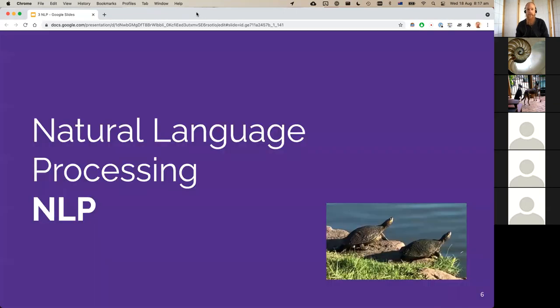Natural language processing. Two turtles by the lake. Janet, I think, has some significance for these turtles that maybe we can talk about in the chat. These turtles live at the University of Queensland. Some say they are mythical beasts.